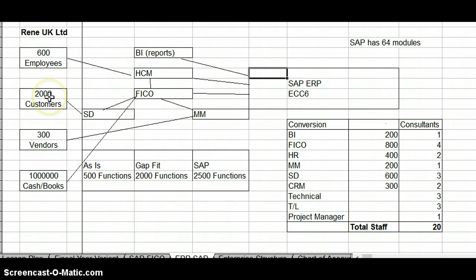You've got your customers that would go into the Sales and Development module. The Sales and Development module would also link into the FICO module because it would be dealing with money. You've got your 300 vendors that would go into the Materials Management module, and that too would link into the FICO module because that's relating to money. And then you have the £1 million in the bank and cash. That will go directly to the FICO module. The FICO module will also link into SAP ERP ECC6.